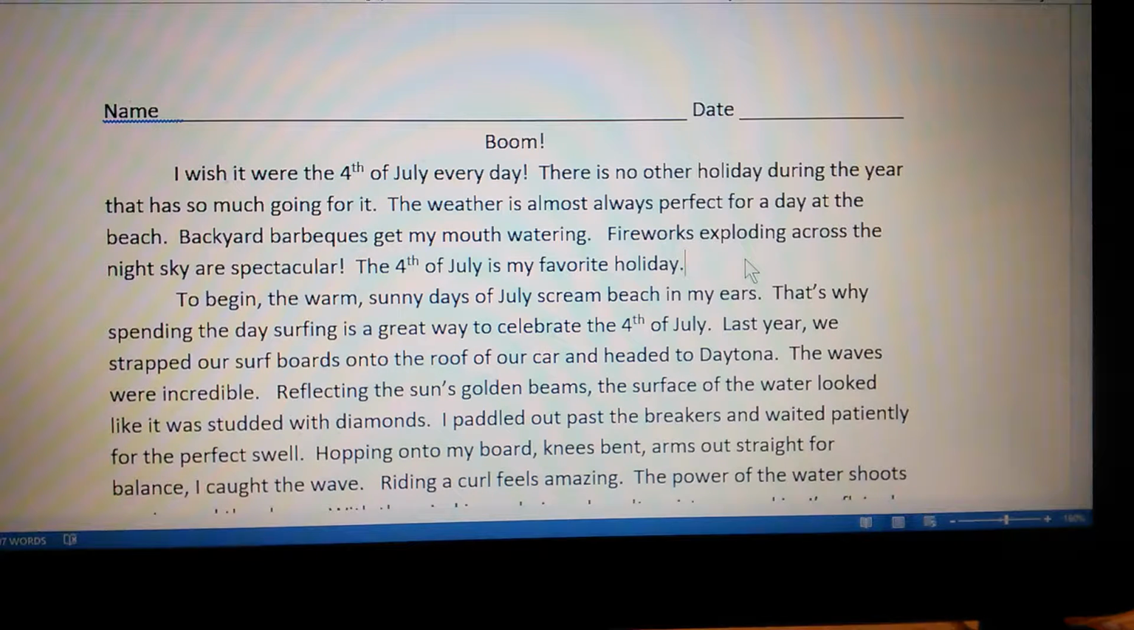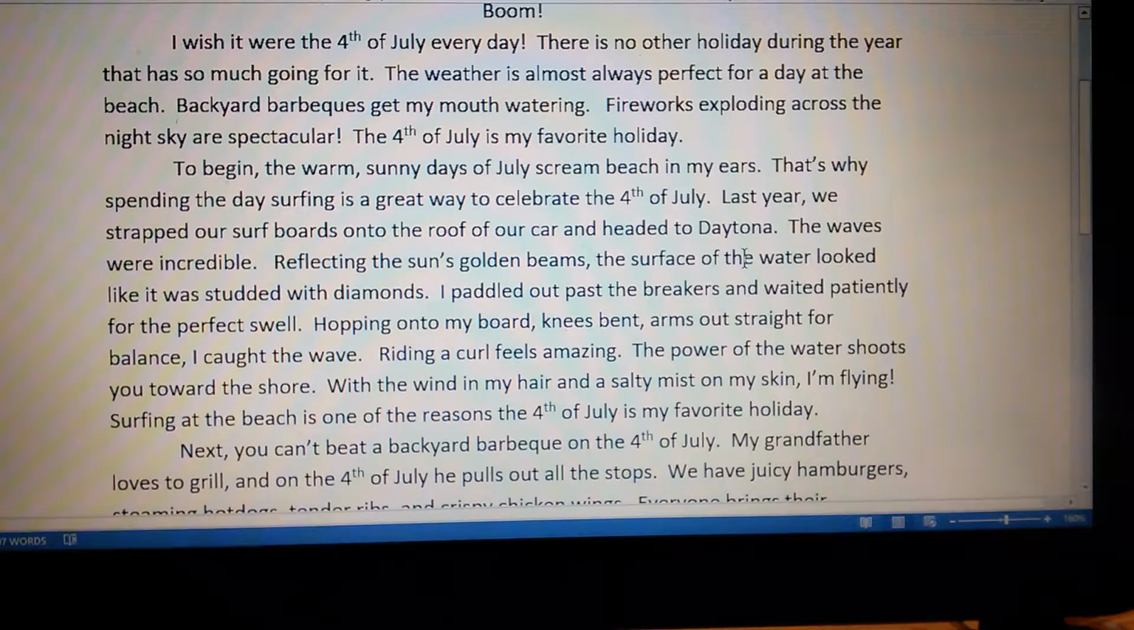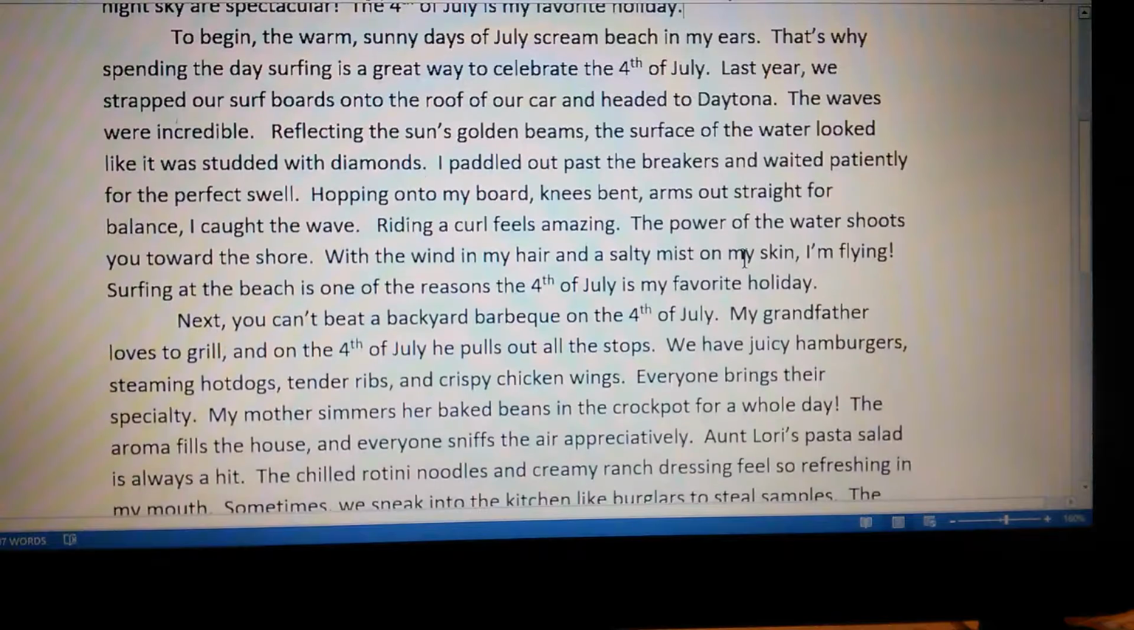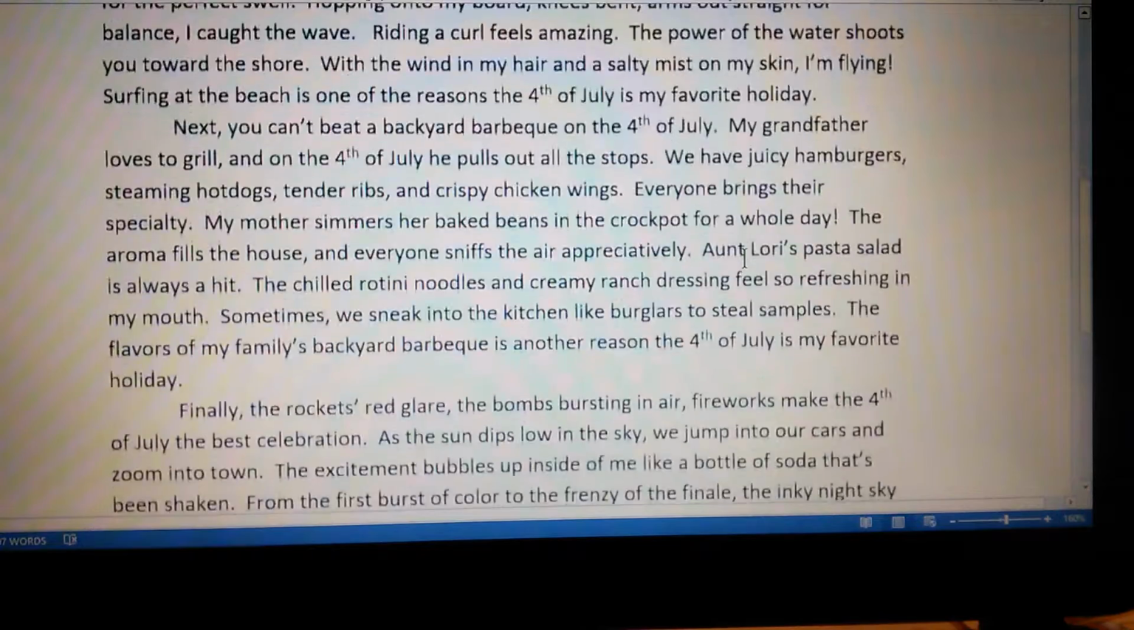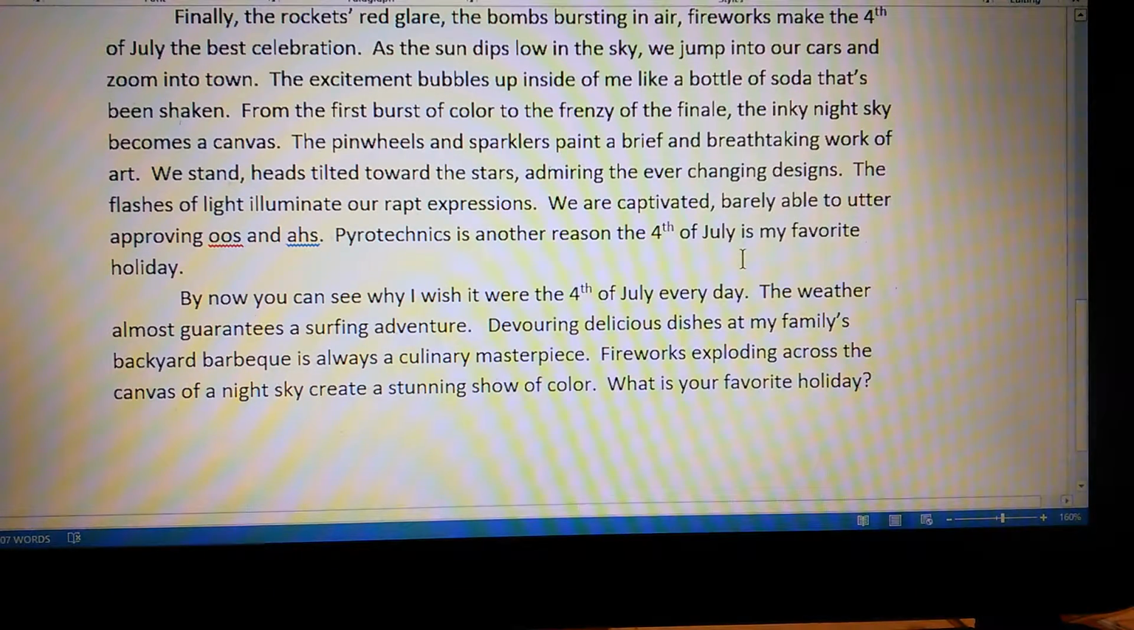One of the first things that students will notice is that the essay is organized into 5 distinct paragraphs. The first paragraph is the introduction, followed by 3 body paragraphs, and then finally a concluding paragraph.